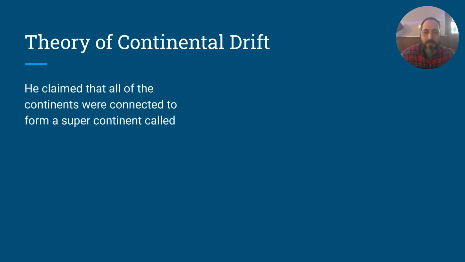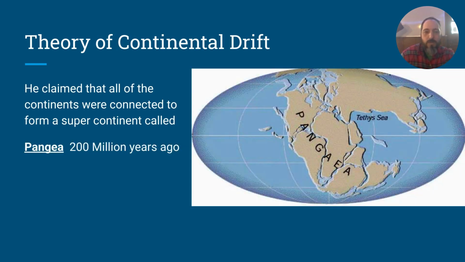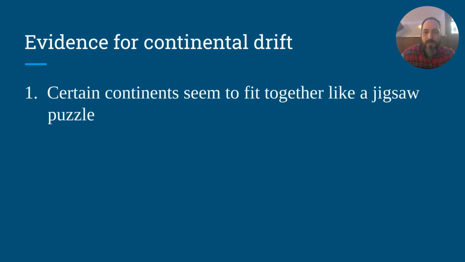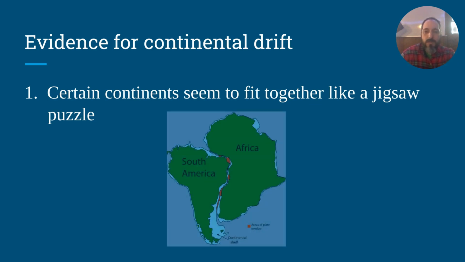So he claimed that all the continents were at one point connected to form a supercontinent called Pangaea about 200 million years ago. So he wasn't just making this up. He had some evidence for his continental drift theory. The first is that certain continents seem to fit together like a jigsaw puzzle. So we can see here South America kind of fits in with Africa.